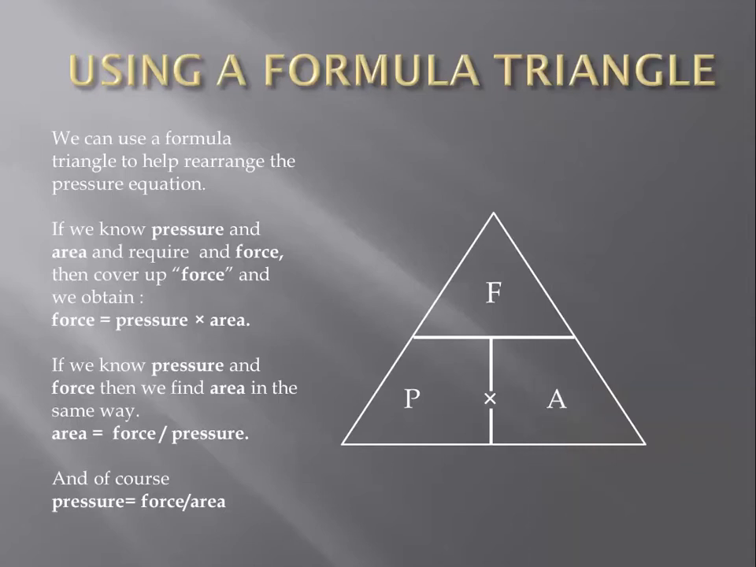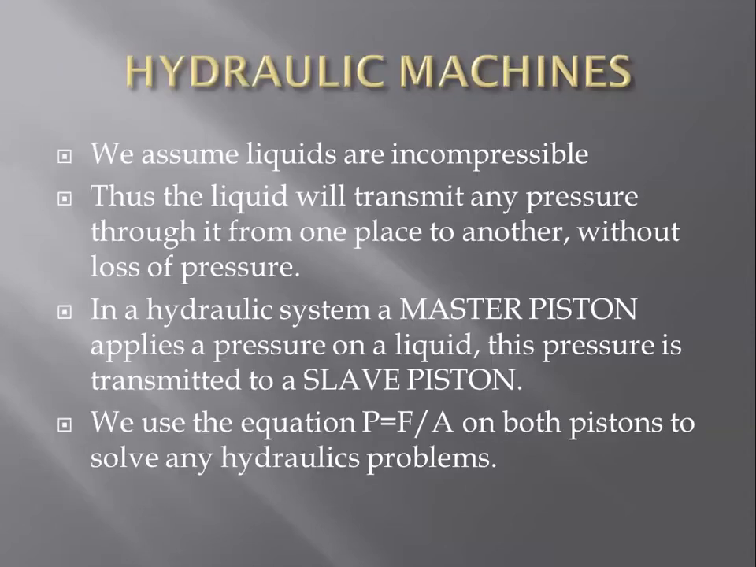And of course, back to our original equation, if we cover P up, we find that pressure is force over area. So using the triangle, you can rearrange it to find any given variable. You should be able to rearrange this without the triangle, but it's quite a useful aide-memoire. Right, moving on to some more complicated stuff. Hydraulic machines. First thing is, we always assume liquids are incompressible. Learn that.